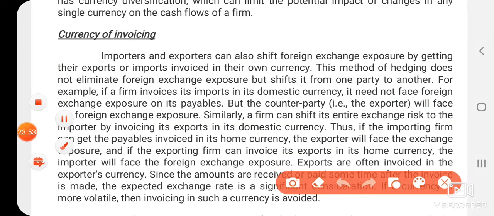This is the part of the currency of invoicing. In one word we can say that, in order to avoid the risk, it doesn't eliminate any foreign exchange risk but just shifts the risk from one party to another party by using the imports and exports. For example, if a firm invoices its imports in its domestic currency, it need not face foreign exchange risk on its payables, isn't it?